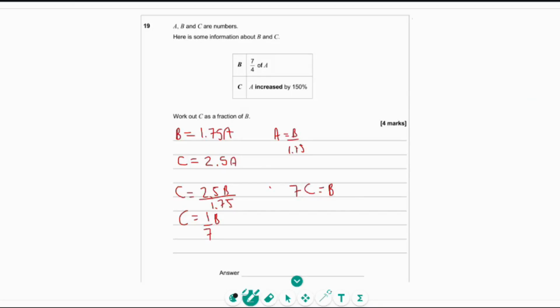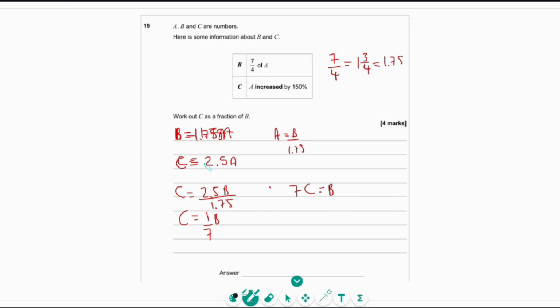A, B and C are numbers. Here is some information about B and C. B is equal to 7/4 of A. 7/4, I'm just going to change that to a mixed number, 1 3/4, which is the same as 1.75. So B is 1.75 times A. C is A increased by 150%.